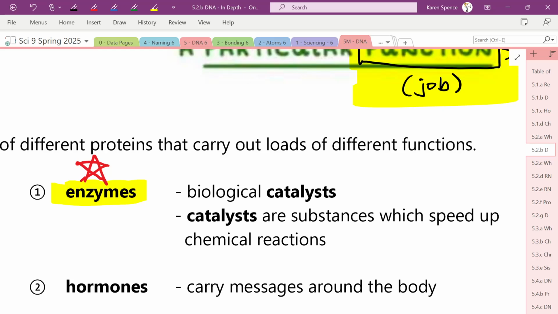Okay. Enzymes are biological catalysts. Now, what the heck is a catalyst? Has anyone heard of catalyst before? Catalyst. Okay. A catalyst is a substance that speeds up chemical reactions.